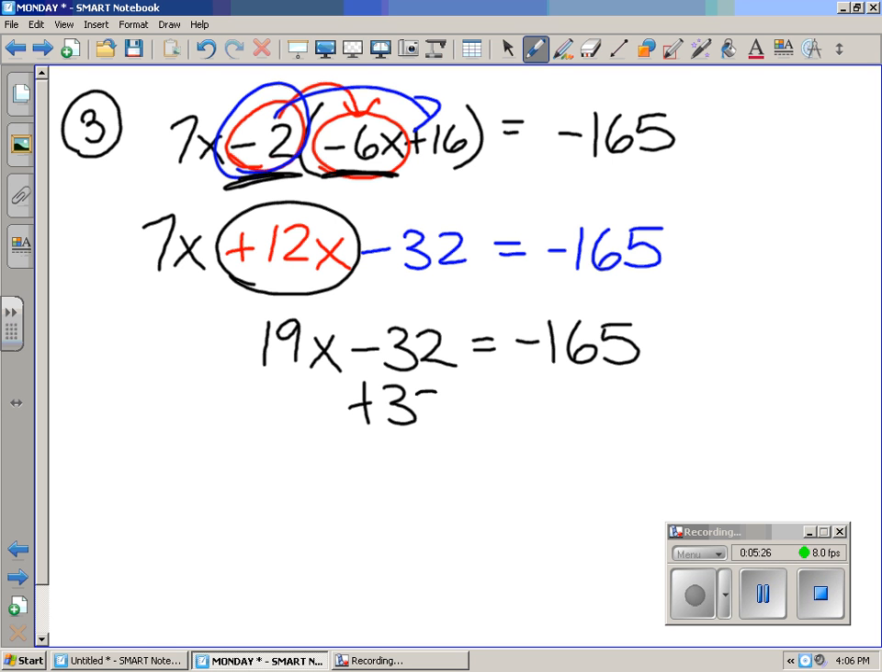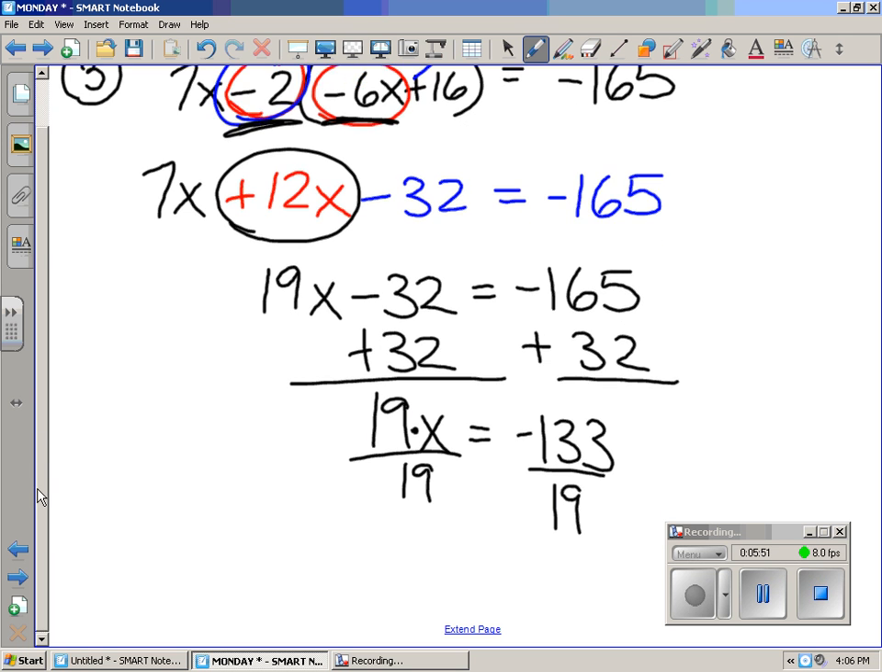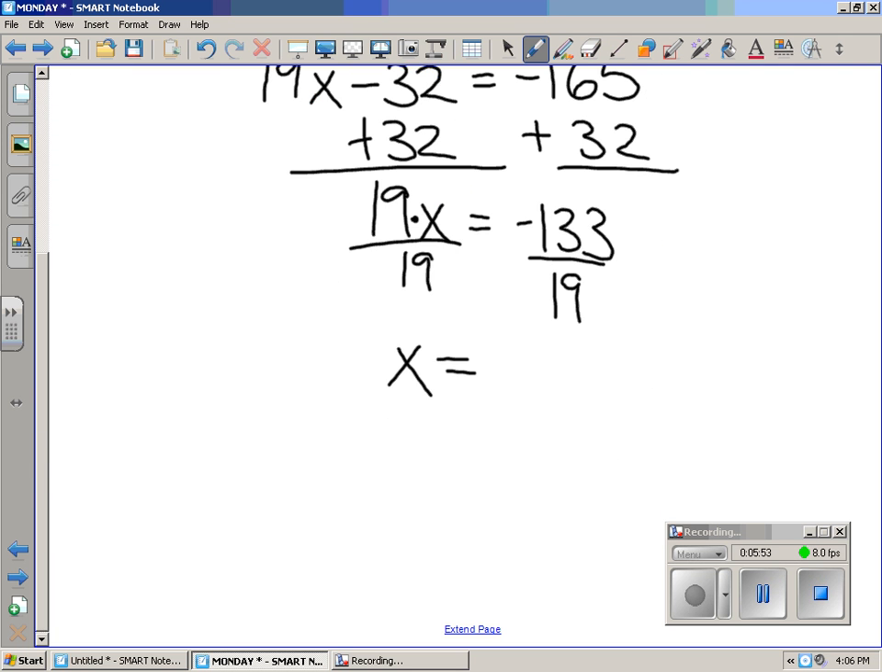I'm going to add 32 to both sides. And then on the left side, I'm left with 19x. And then I take -165 and I add 32, and I'm left with -133. The final step is to do the inverse operation of multiplication and divide both sides by 19. And I get 1x equals -7. So the answer to number 3 is -7.